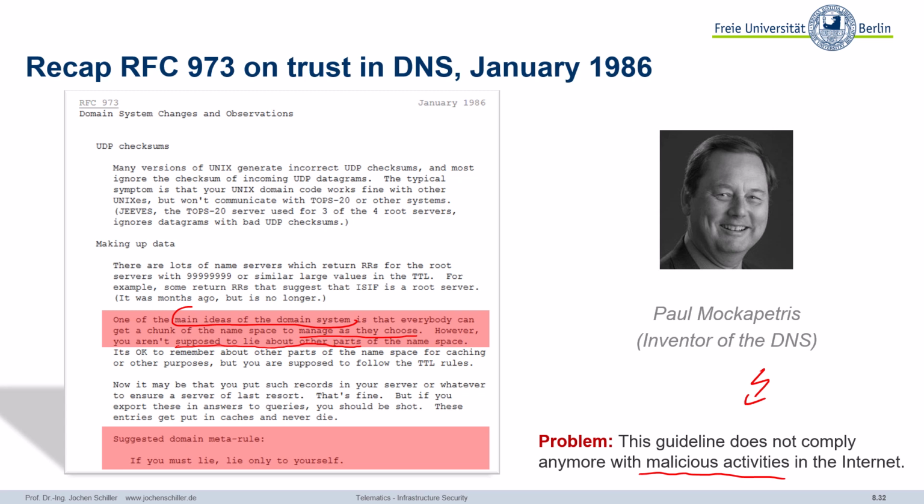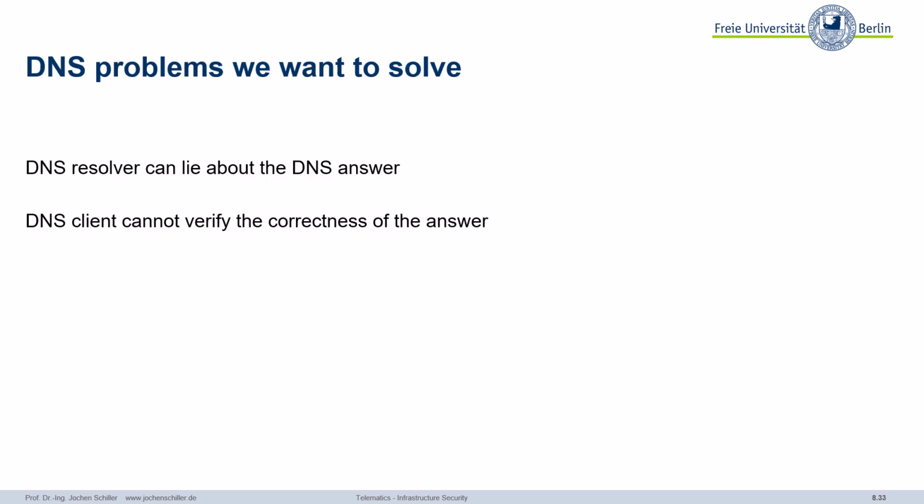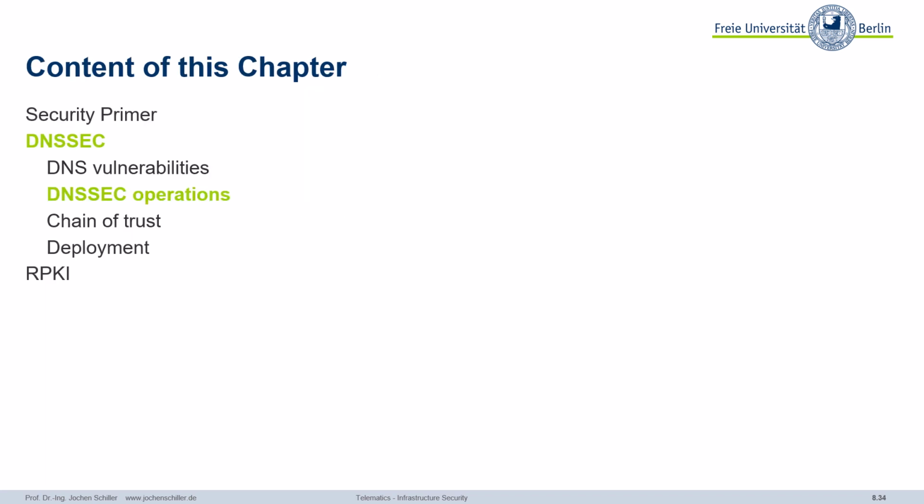So what could happen? The DNS resolver can lie about the DNS answer. And the problem on your side is your client cannot verify the correctness. So if you get an answer, you have to trust the answer. But why should you trust the answer? All the resolvers can simply lie. Okay, so something has to be done. And that's exactly what DNSSEC is about.